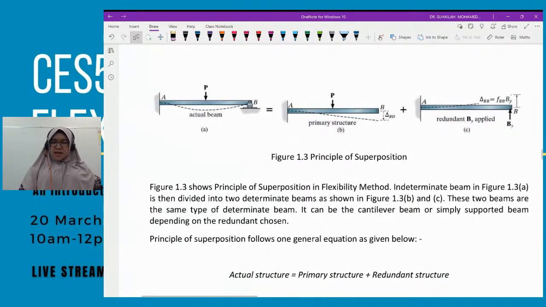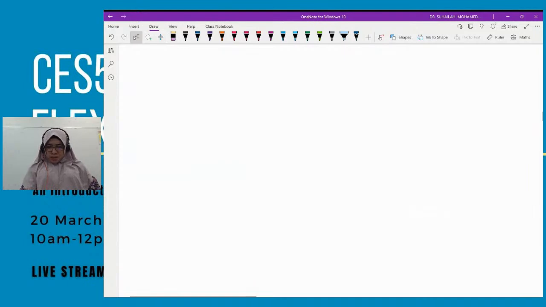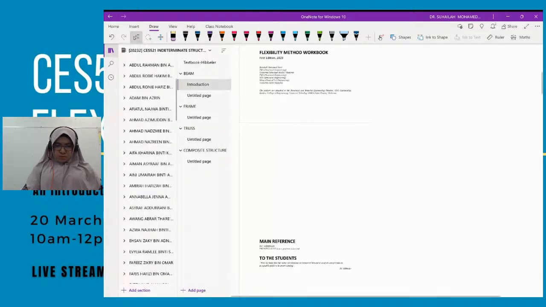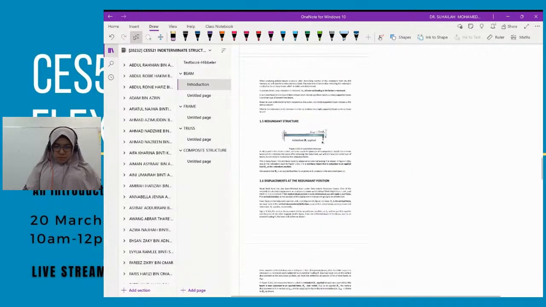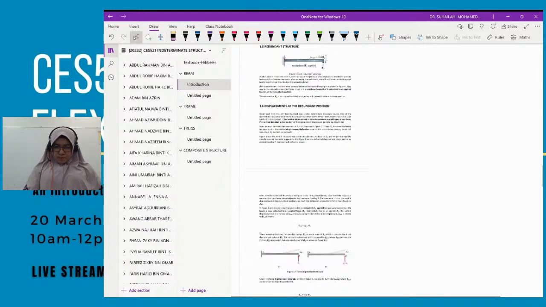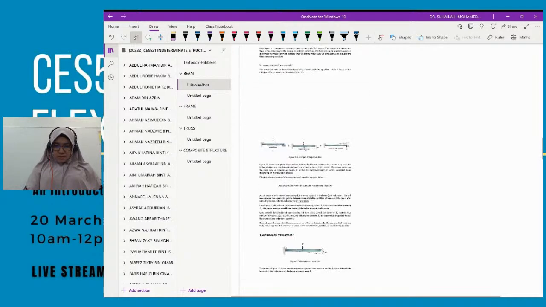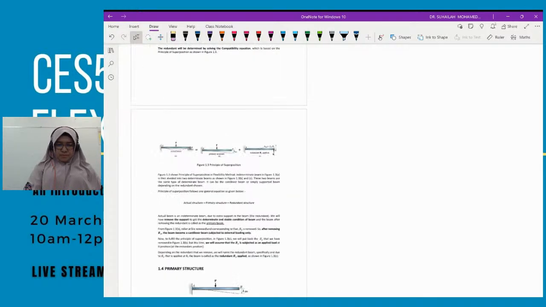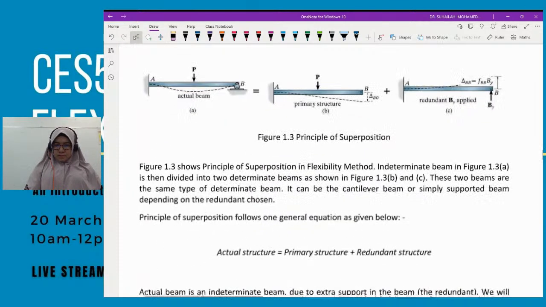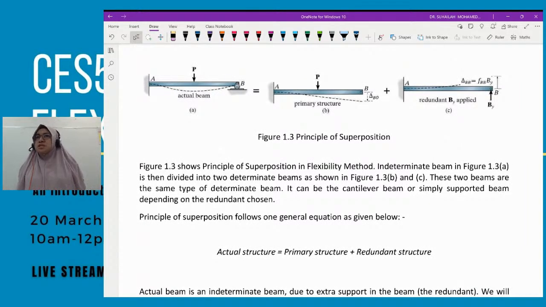Okay, diagram ni is actually ada dalam textbook. Saya ada buat sikit modification to the symbol used. Okay, sini. Okay. So this is principle of superposition. Okay. So look at diagram A. Cuba tengok diagram A ni.